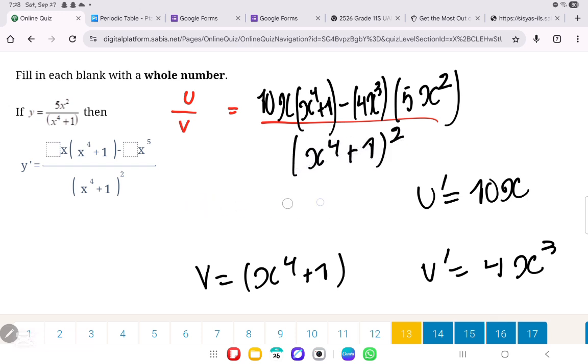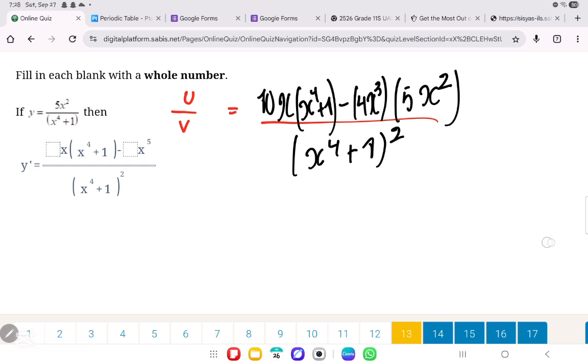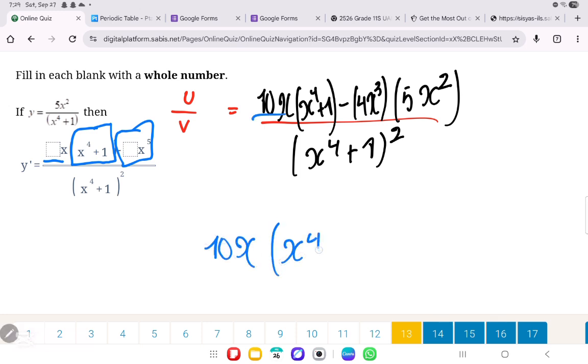Perfect. Now that we have the values in the equation, what can we do? We can simplify, because here there's no value to substitute. Let us look at the structure they want us to have. As you can see, it's something times x to the power of 4 plus 1 minus something x to the power of 5 over x to the power of 4 plus 1 to the power of 2. So very simply, I can see it as what? As 10x will stay the same times x to the power of 4 plus 1. Now we'll need to multiply these. What will we get? We will get minus 20x to the power of 5.